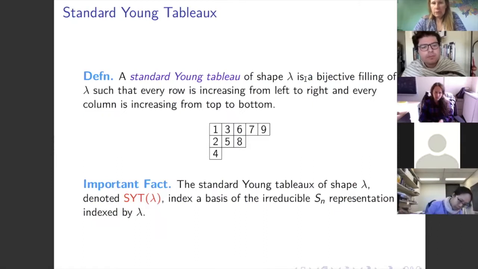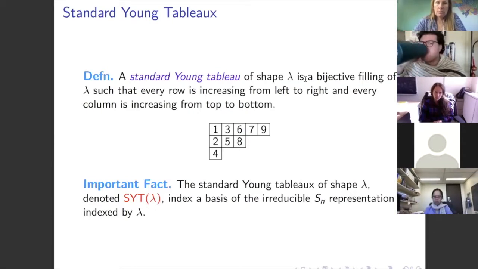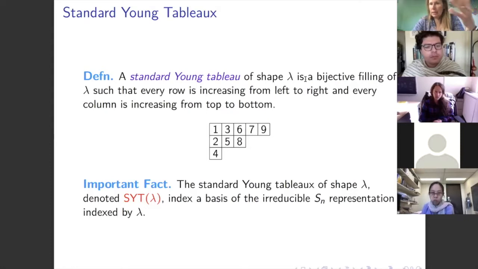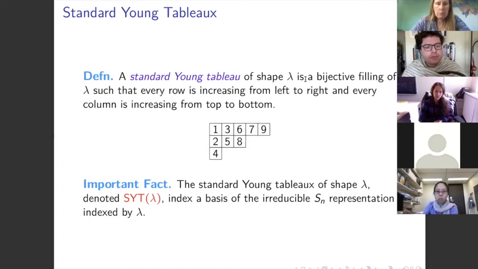Okay, so the background for this talk is our friend, the standard Young tableau of a particular partition shape, let's say lambda. And that's just a bijective filling of a bunch of squares like this, where the top row has more squares than the second row, and the second row has more squares than the third row, and so on. So you have a bijective filling of that with the numbers from 1 to n, but they do have to increase as you move to the right and down to be a standard Young tableau. And an important fact that hopefully everybody has seen before is that the standard Young tableaux of shape lambda index a basis of the irreducible representation of the symmetric group that's indexed by lambda. That's a connection that's very well known and why they came up originally about 100 years ago.